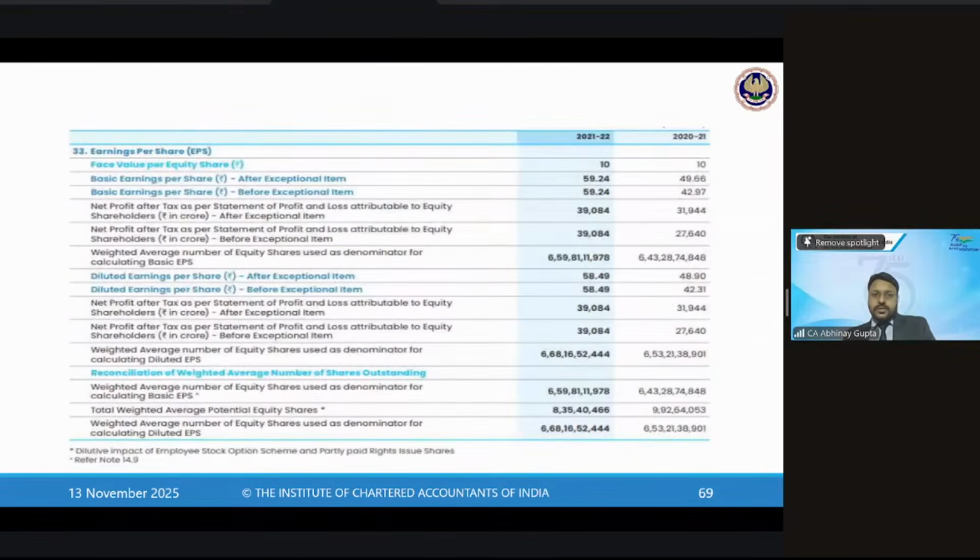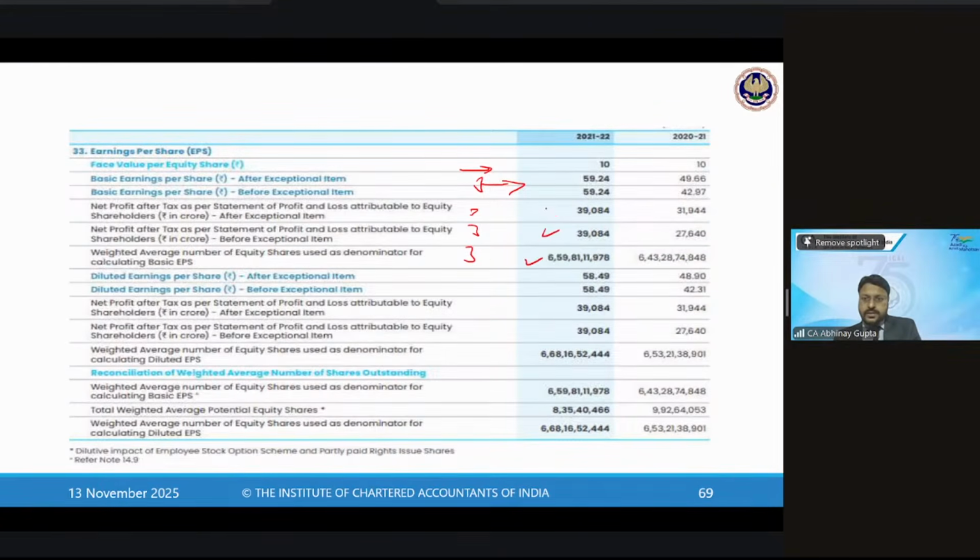Is it required to show the basic and diluted before exceptional, after exceptional, as per the standard? Yes, in case you have the exceptional item. Otherwise not, right? First of all, I will say what is my face value of the share. Then before and after exceptional item, what is my basic and diluted earning per share. Then whatever the net profit after tax, after exceptional or before exceptional, and then the weighted average number of shares, which I have calculated, right?